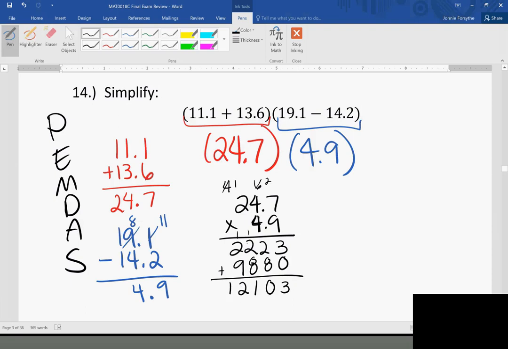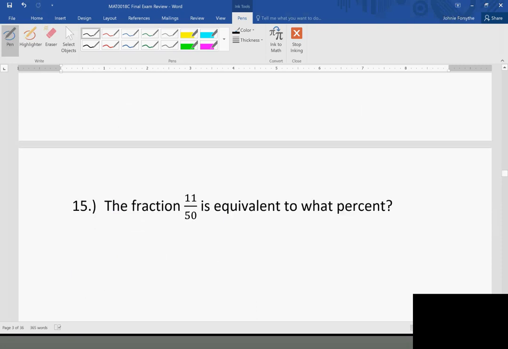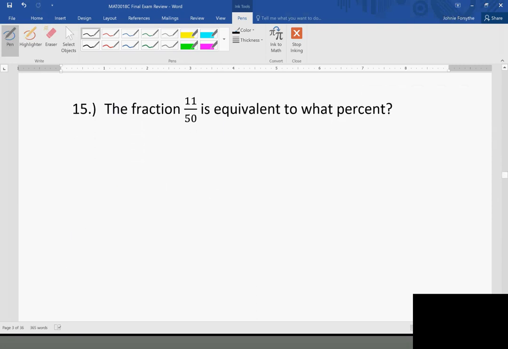Now, we can't forget those decimals. So we had 2 decimal places. So we're going to move 2 decimal places in the answer. So the final answer is going to be 121.03. Number 15. The fraction 11 over 50 is equivalent to what percent?